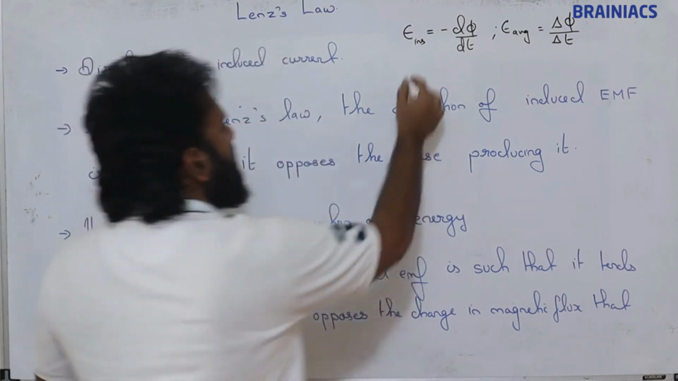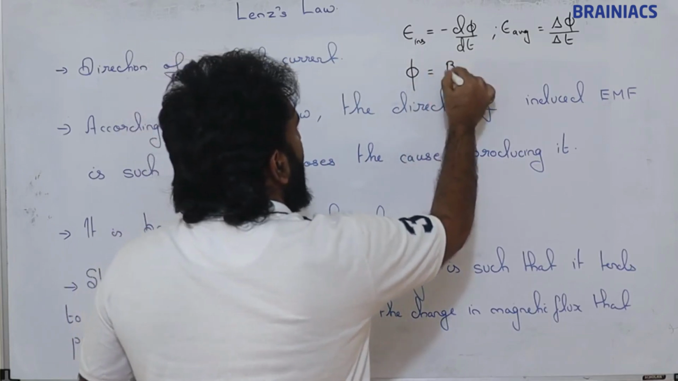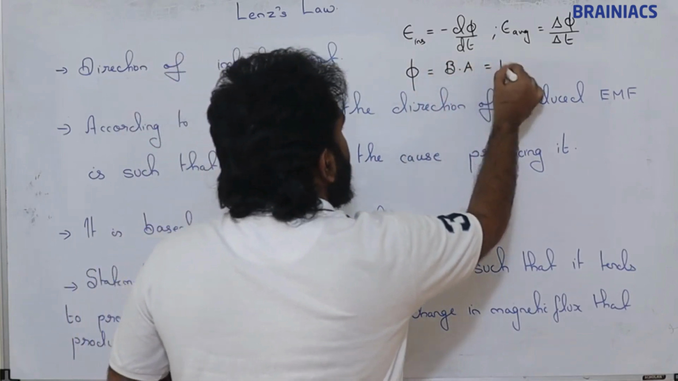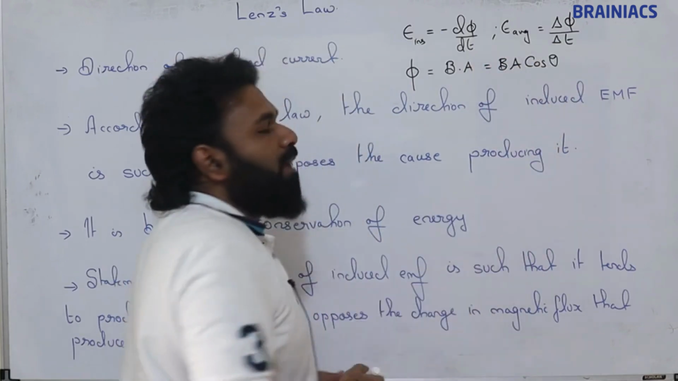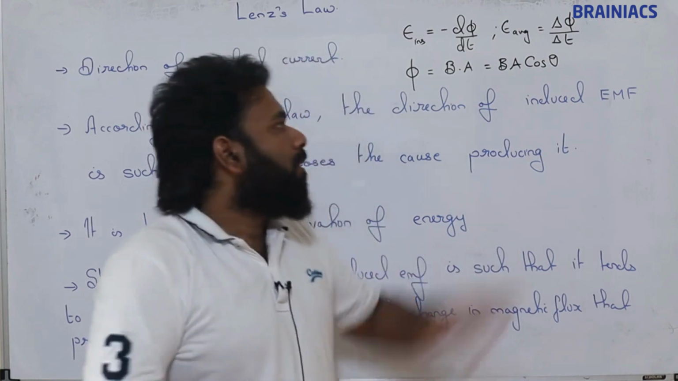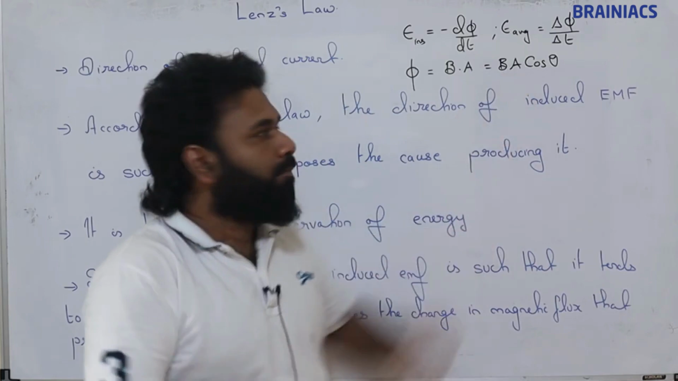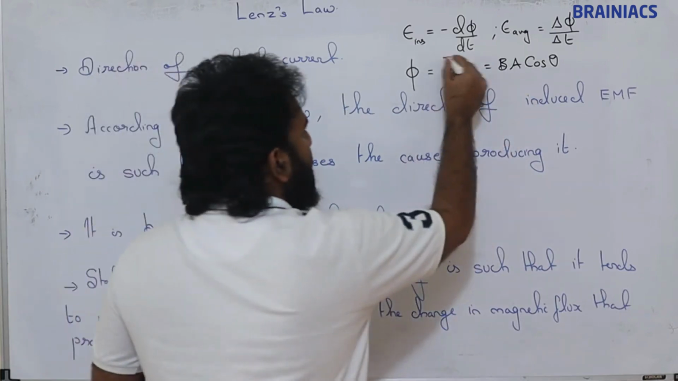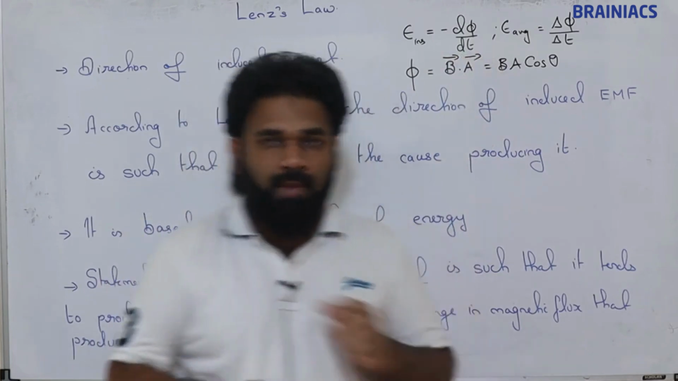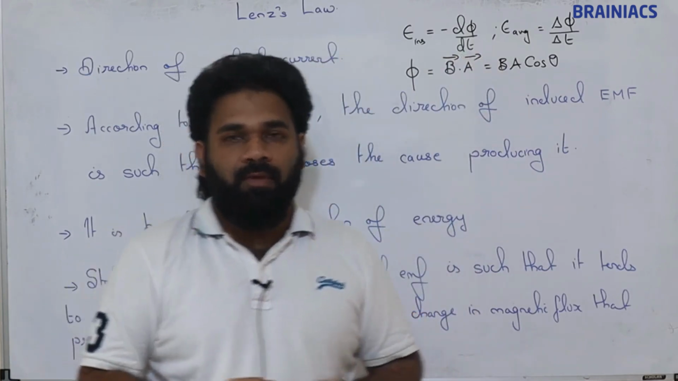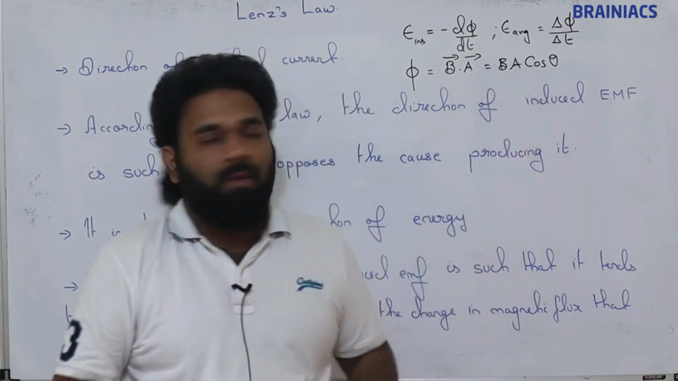What is this flux phi? Phi is equal to B dot A, or we can say BA cos theta. B is the magnetic field, A is the area vector. Then what is theta? Theta is the angle between the magnetic field vector and the area vector. So this much we have seen.